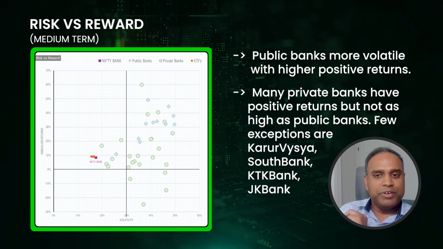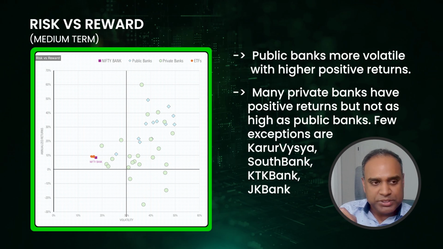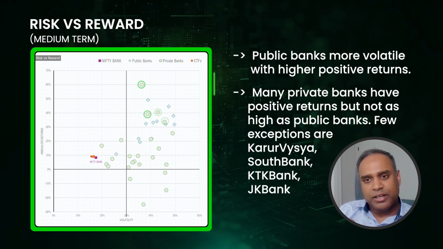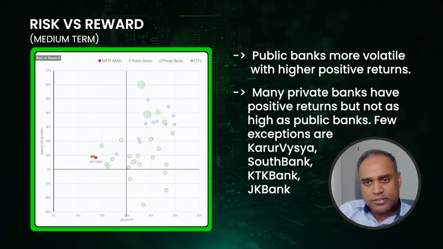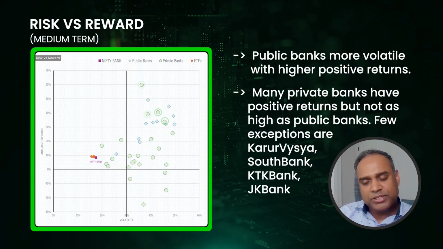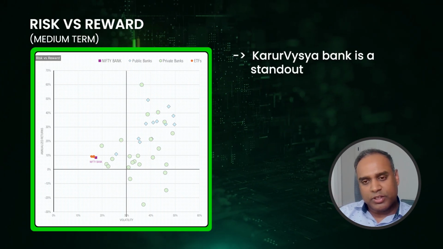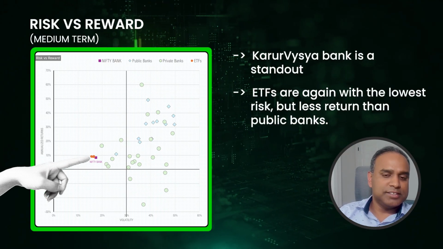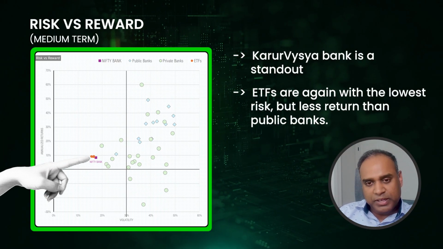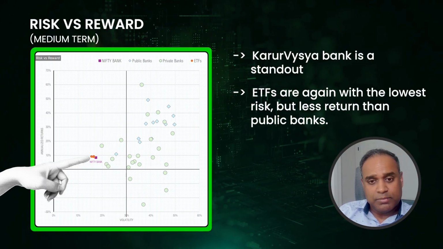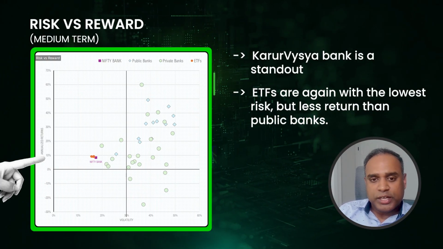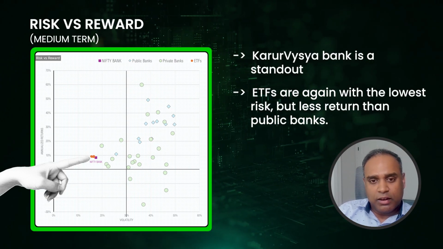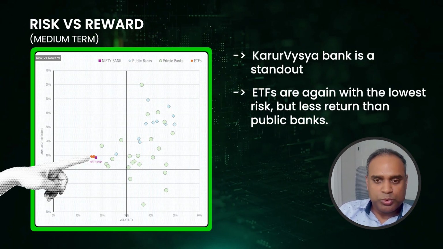But there are a few private banks which actually act as exceptions, like the Karur Vysya Bank, South Bank, KTK Bank, and J&K Bank. Those 4 green circles you see at the top are those exceptions, but otherwise there is a general pattern with the public banks versus private. The ETFs continue to be the least risky option, but they do have almost 10% return here. So their returns are better than a lot of the private bank stocks as well.